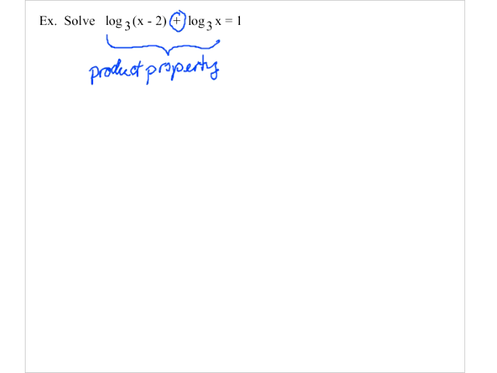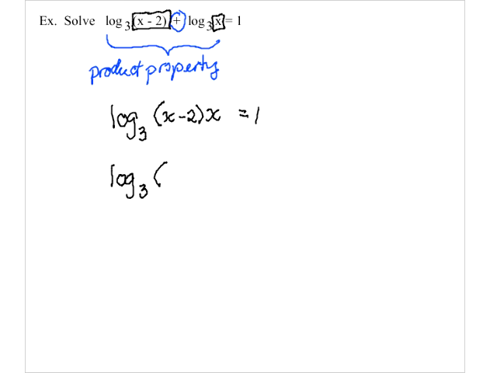So we're going to take that and write it as one single log, log base 3 of x minus 2 times the x. So we took this x minus 2 and multiplied it by the x according to that property. Now, this problem is very similar to number 7 from the test, and that's going to equal 1. Okay? Now, once we get there, I'm going to go ahead and multiply. That's log base 3 of x squared minus 2x.